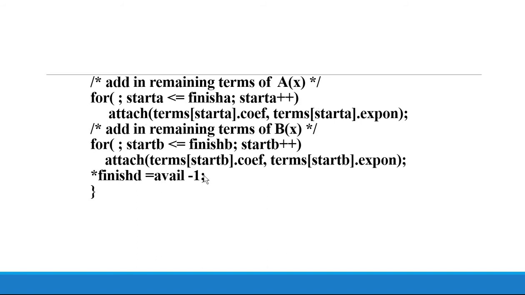After performing the addition, if some terms are still remaining in polynomial A or polynomial B, we have to attach the remaining terms from polynomial A, all of them, to the resultant polynomial. In the same way, if terms are still remaining in polynomial B, all the terms we have to attach to the destination polynomial.